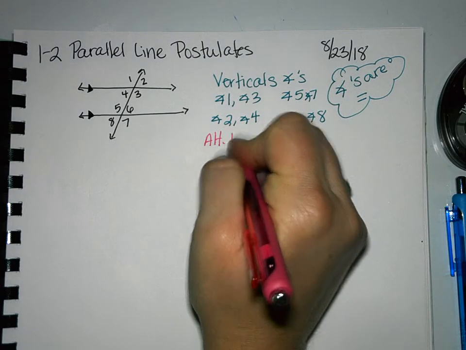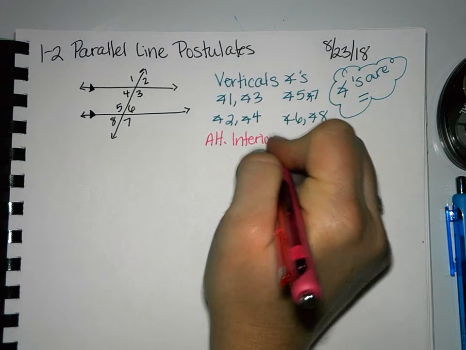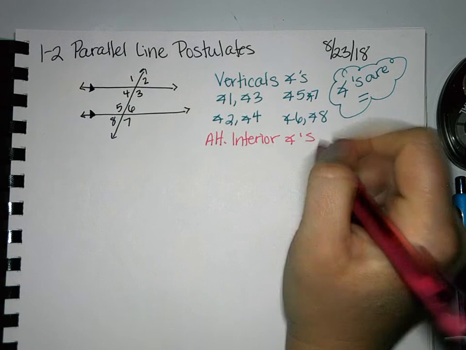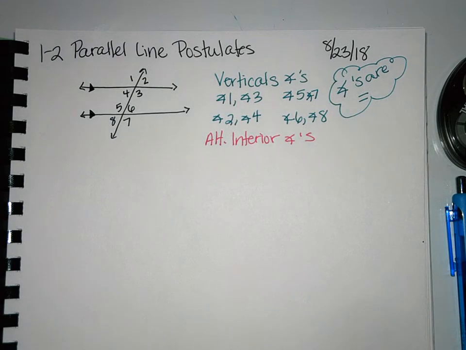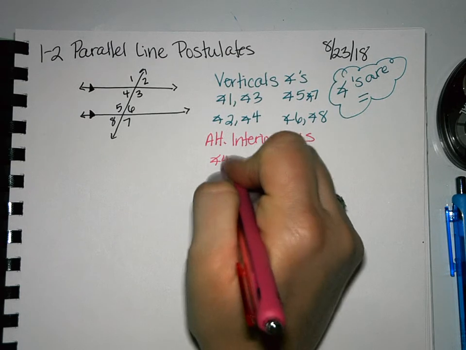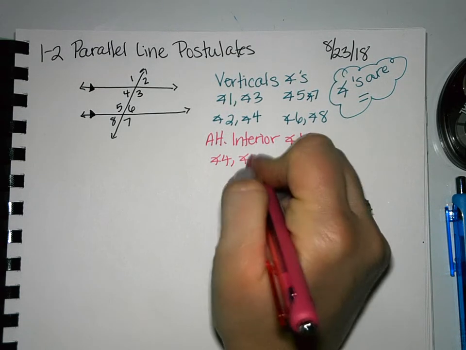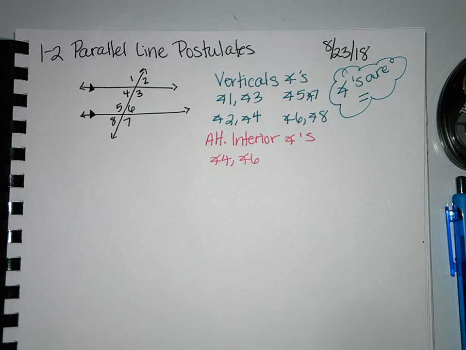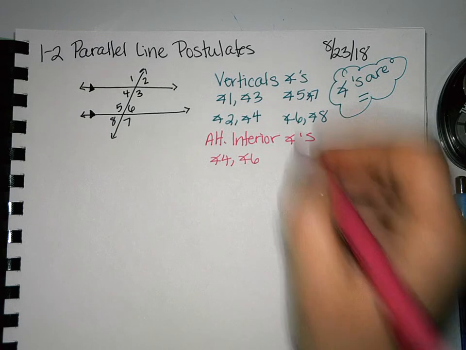Alternate interior angles. So I need 2 volunteers. Let's try for some new people on this one. Spread the wealth. Michaela. 4 and 6. Okay, 4 and 6. And what's the other pair? Abby. 3 and 5.